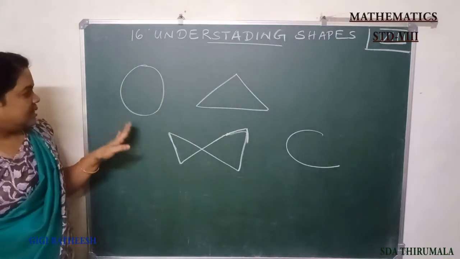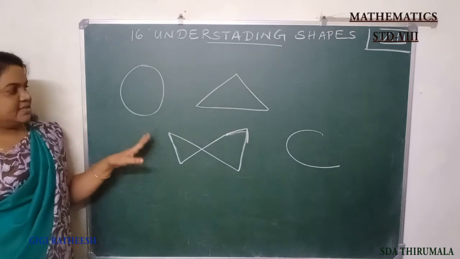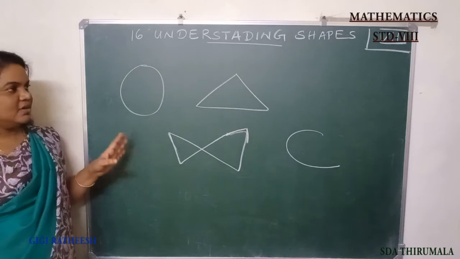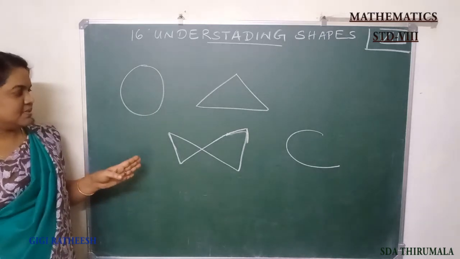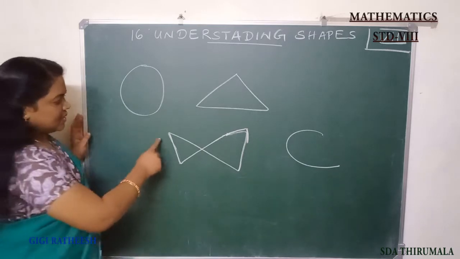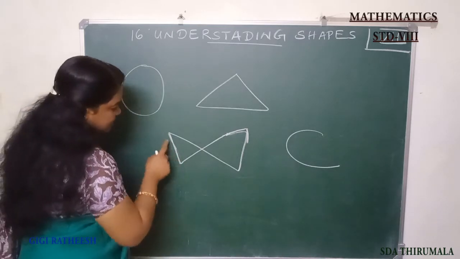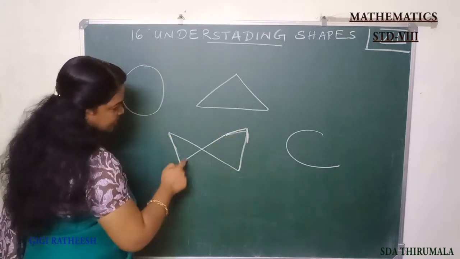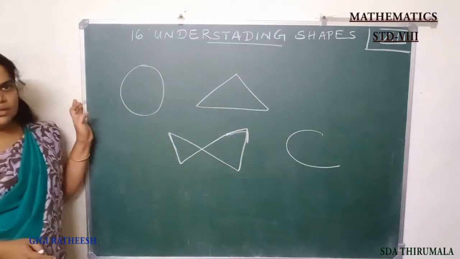But in mathematics, all these shapes are called curves. But you may have a doubt about that. What is it? This is a straight line picture. This is a straight line, and this is a straight line. Here it is a straight line. Then how is it called a curve?